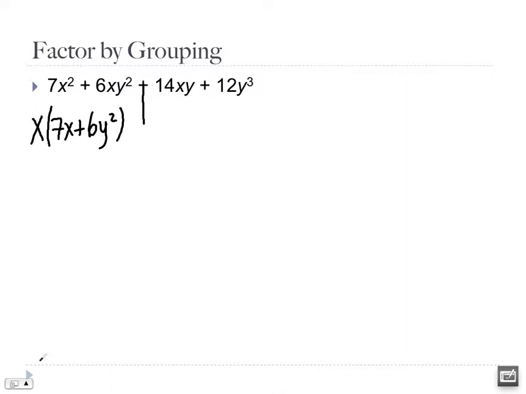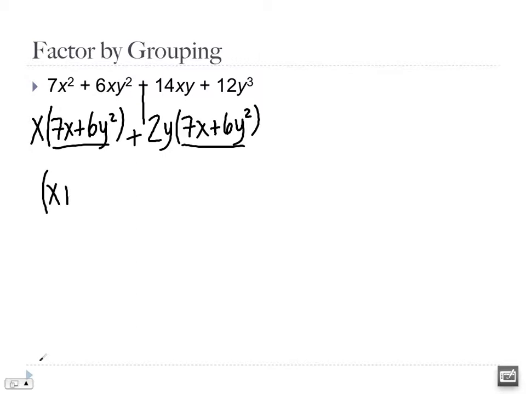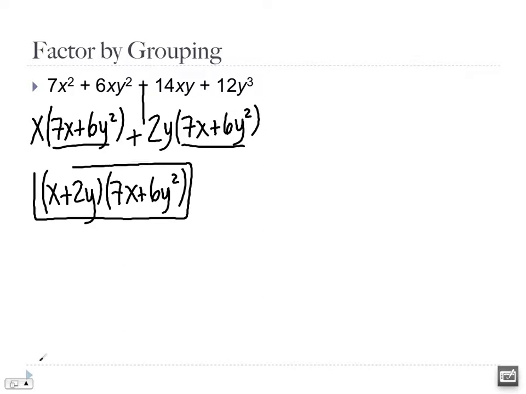Looking at the right side, my greatest common factor is 2, and then both terms have a y. When I do that, I end up with 7x add 6y squared. At this point, we can check. Our two sets of parentheses match, so we know that we're on the right track. Final factored form becomes x, add 2y, and then 7x, add 6y squared. This is our final answer.